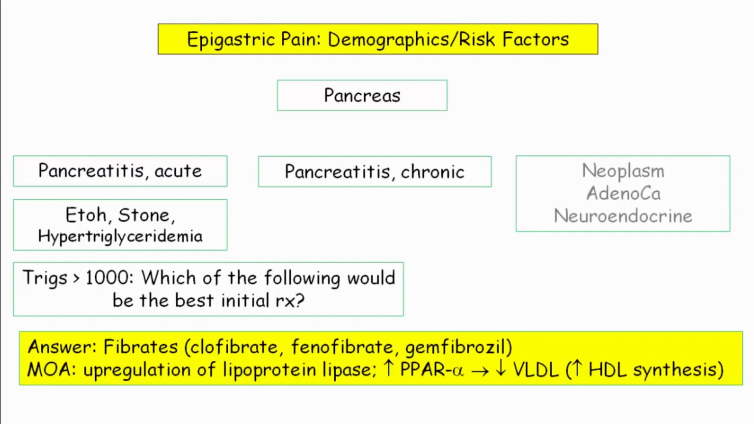And just as a reminder, fibrates work through increased expression of lipoprotein lipase and activation of PPAR-alpha, which is a nuclear transcription receptor. Either mechanism may be described.